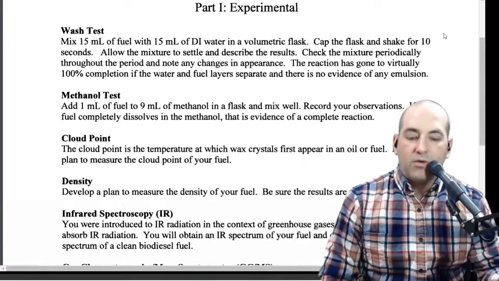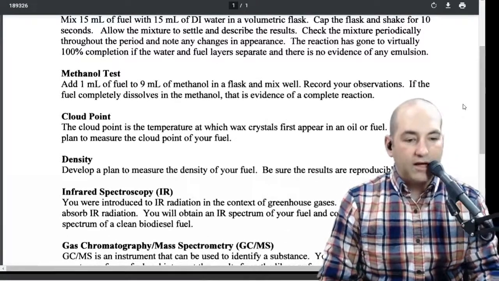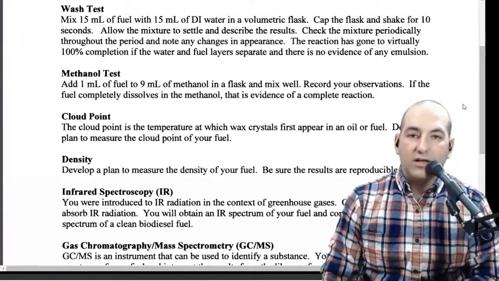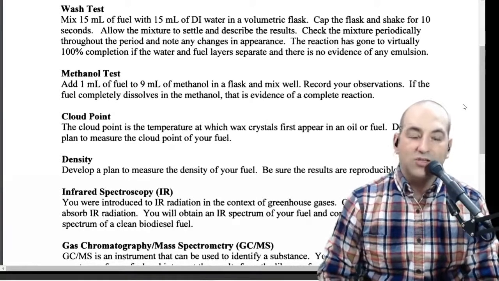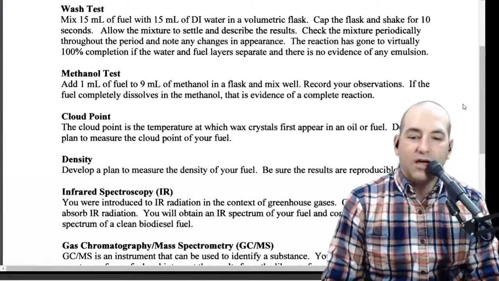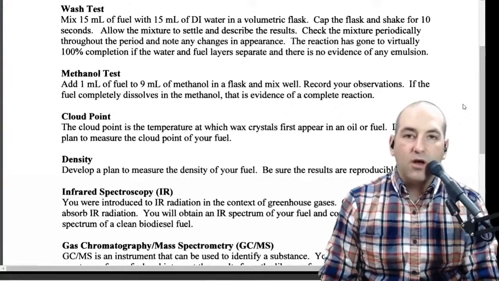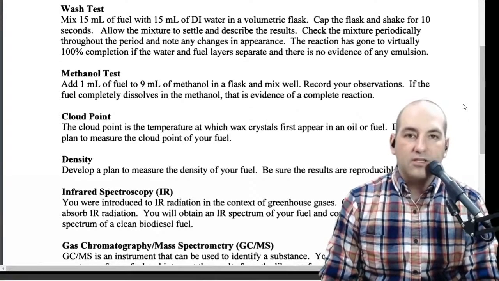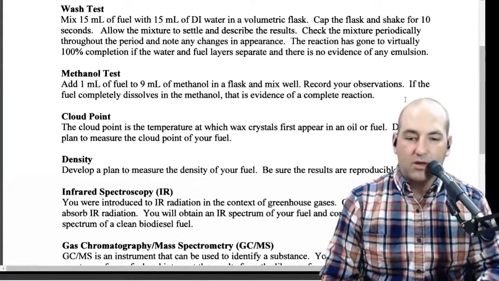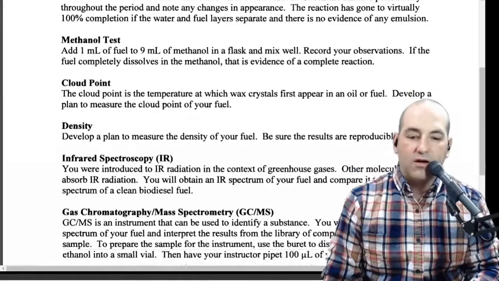So for cloud point, we want to know how low of a temperature this fuel is good for. One of the drawbacks of diesel fuels in general is they tend to crystallize. They start to form wax crystals at low temperatures, and not super low temperatures, like temperatures that actually get outside in the wintertime. So we have to figure out how we're going to determine the temperature where we can first start to see those crystals. So you can kind of develop a plan to do that. Shouldn't be too complicated. You'll just be cooling it down and trying to figure that out.